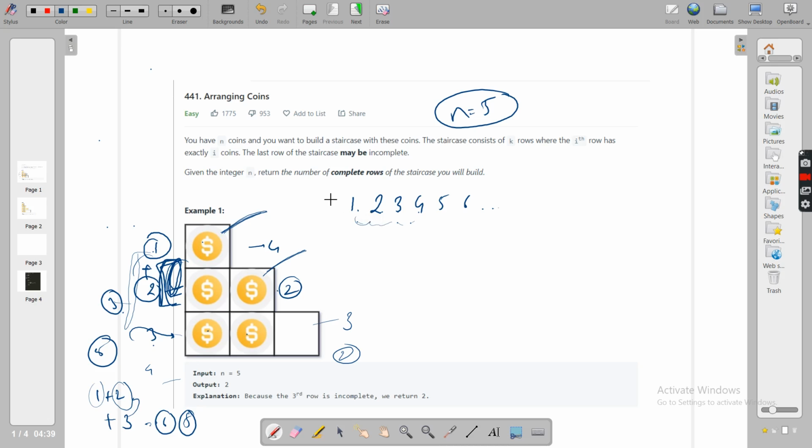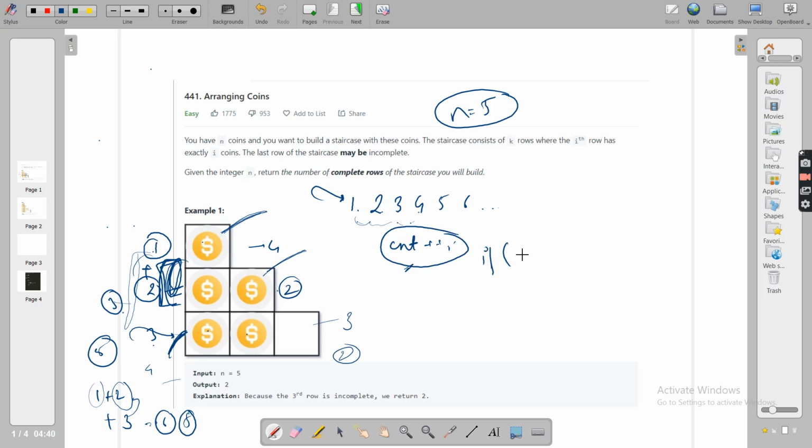In brute force, what you can do is start from this one value and start adding the subsequent ones, until you get a value that is greater than your target value, which is n equals 5. So you have to keep adding until then. Let us prepare a count variable, or you can also use the i variable in the loop, but let's keep a count variable.